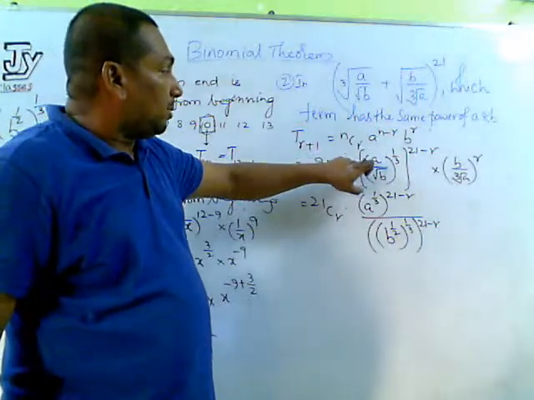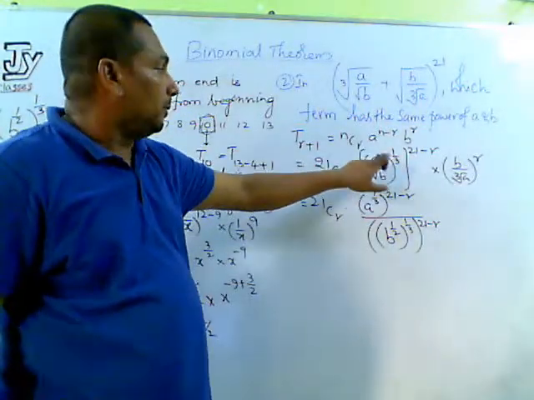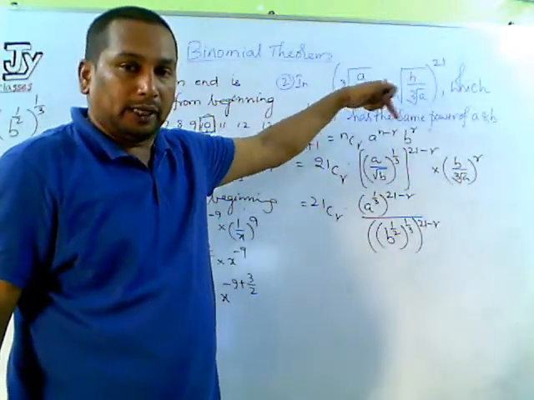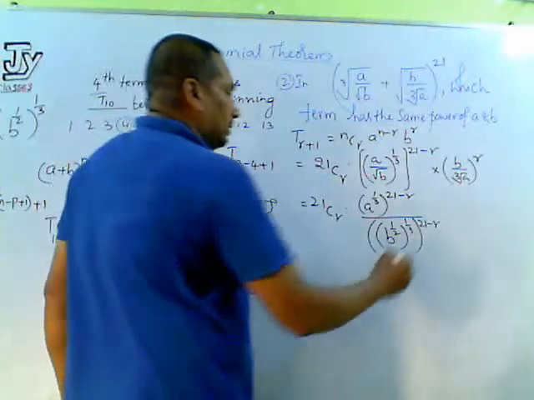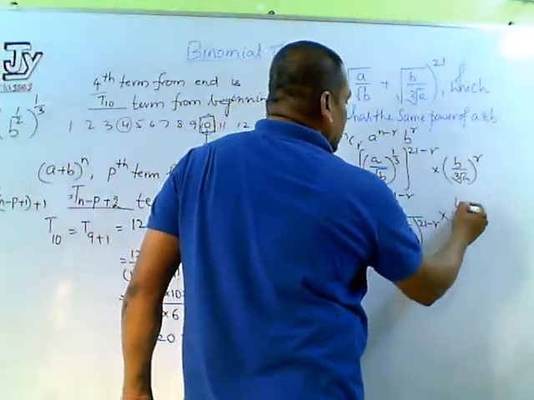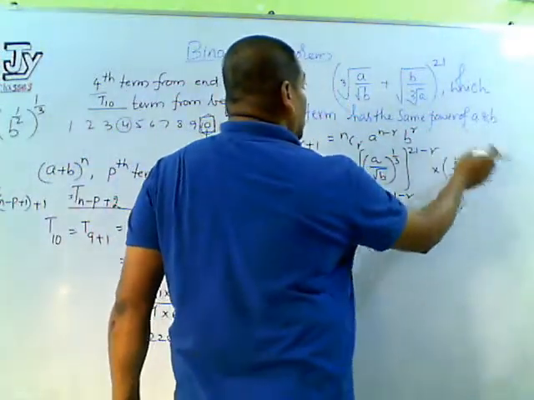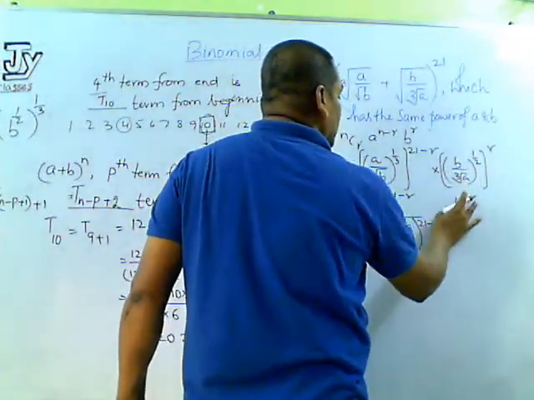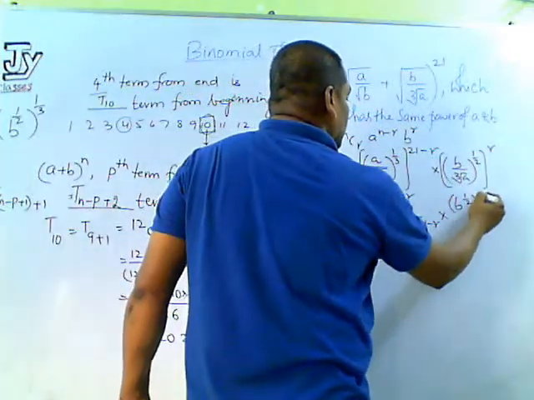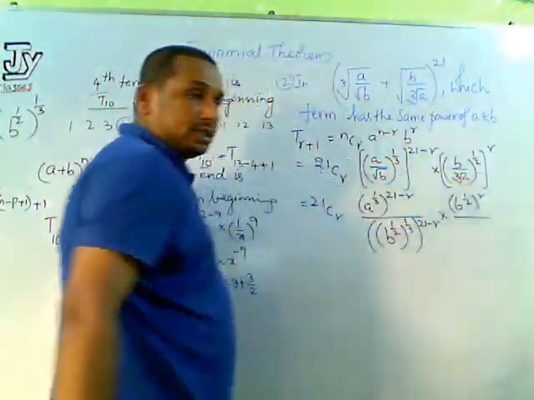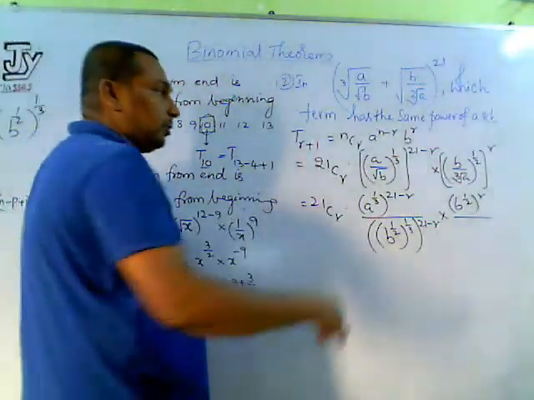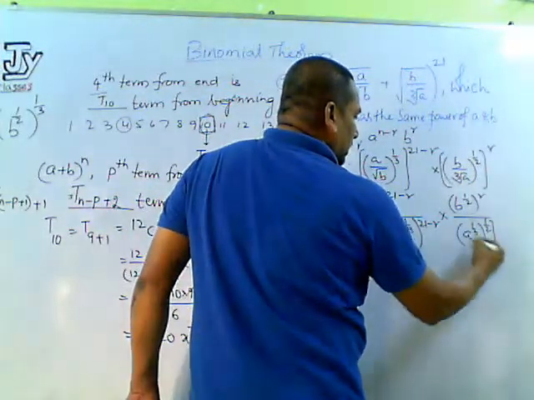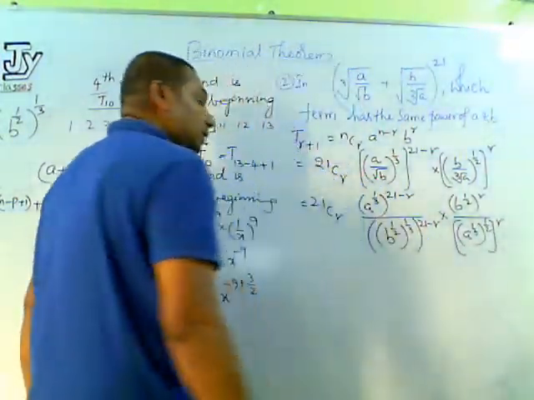Here (a by b) whole power m is a power m by b power m. Again a power m whole power m, b power m whole power m. Now the other part: it is under the square root, means whole power 1 by 2, whole to the power of r. So b power 1 by 2 whole to the power of r, by cube root a means whole power 1 by 3, whole power 1 by 2, a power 1 by 3 whole power 1 by 2 whole to the power of r.